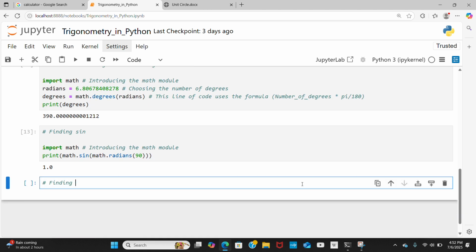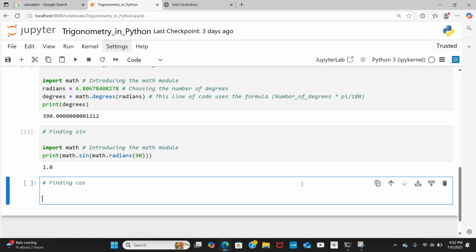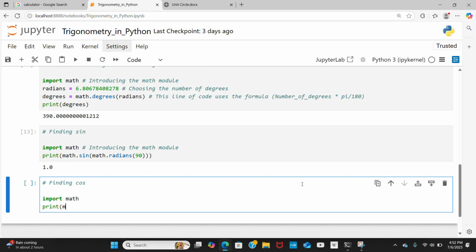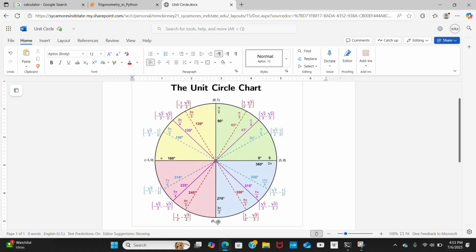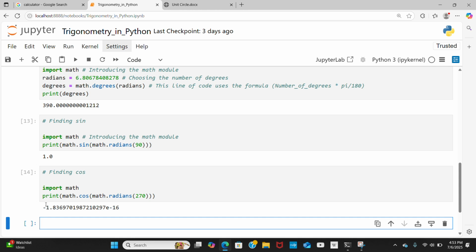So finding cosine. We're going to import math, print math.cos of math.radians of 270. Now the cosine of 270 is 0. This might look different, but you see the e to the negative 16th? That means you have to move the decimal to the left 16 times, so it's pretty much 0.